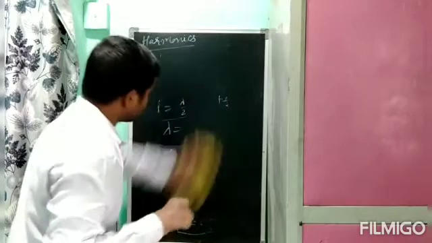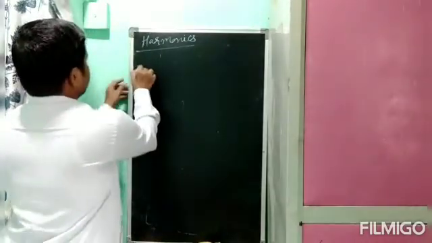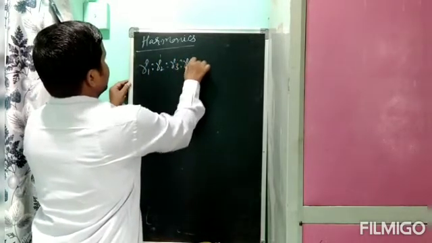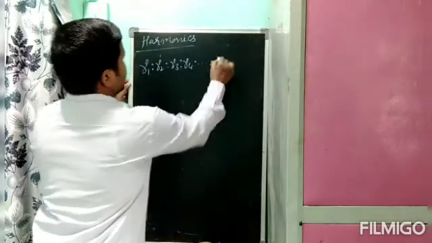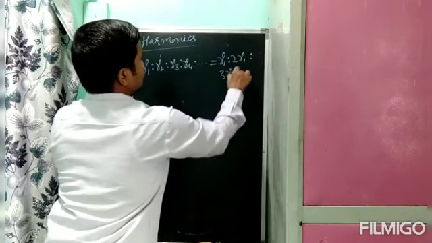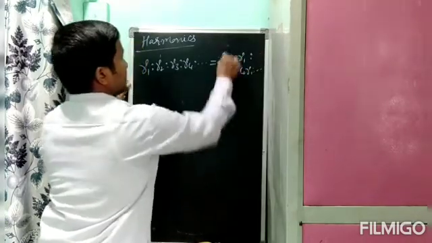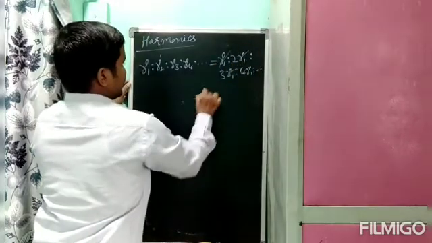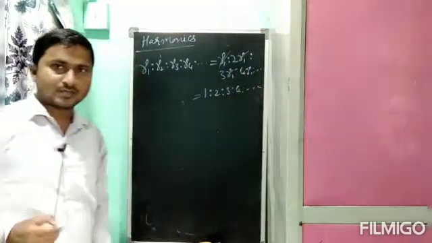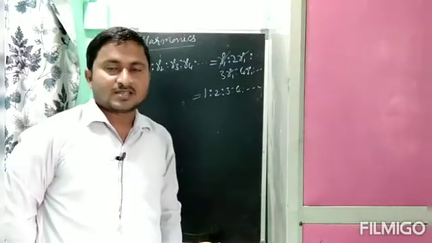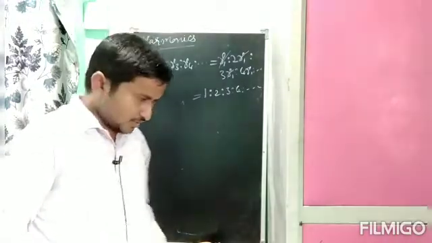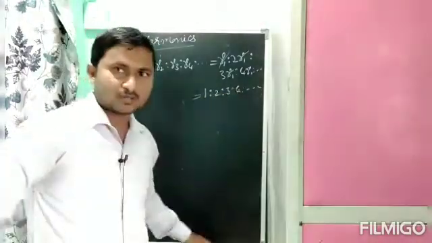Their harmonic frequencies are in the ratio nu 1 is to nu 2 is to nu 3 is to nu 4 and so on, equal to nu 1 is to 2 nu 1 is to 3 nu 1 is to 4 nu 1 and so on. The nu 1 gets cancelled and the frequencies are in the ratio 1 is to 2 is to 3 is to 4 and so on. That means in the formation of stationary waves in a stretched string, the harmonic frequencies are in the ratio 1 is to 2 is to 3 is to 4 and so on.